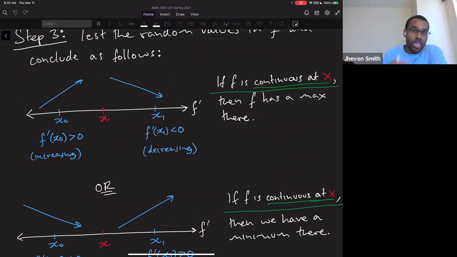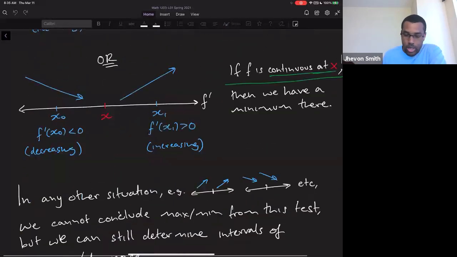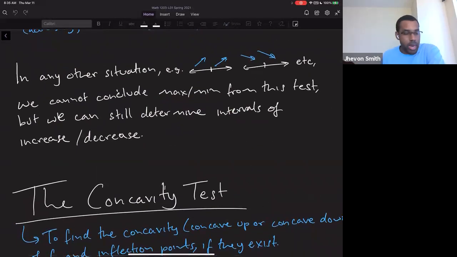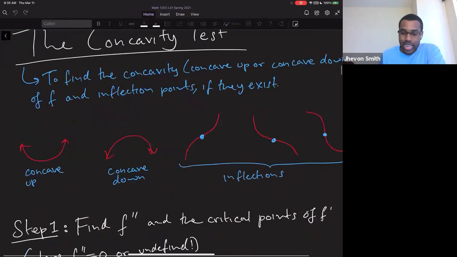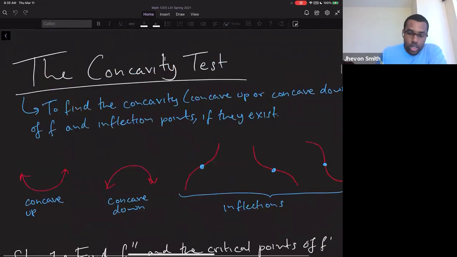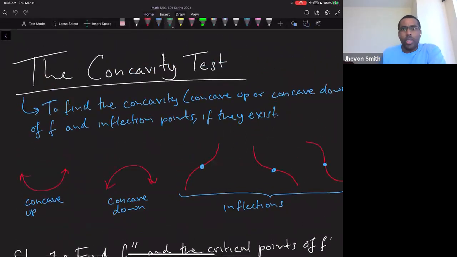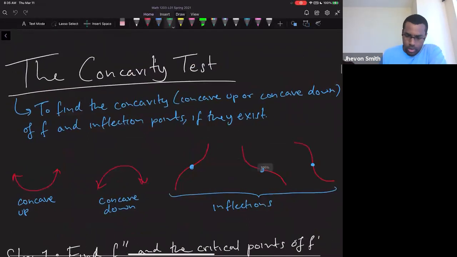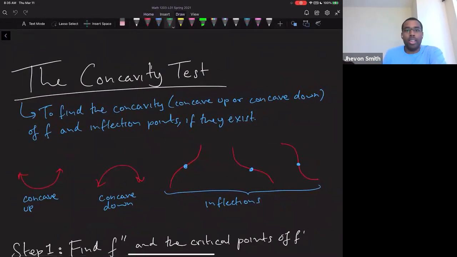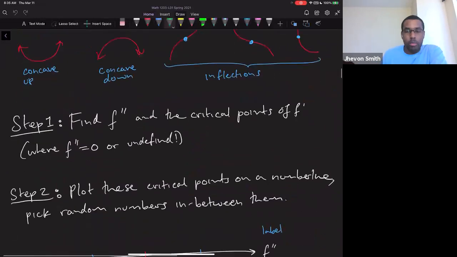If you happen to increase and then decrease, and you pass through a point where the function is continuous, it means you hit a maximum. If you happen to decrease and increase, and you pass through a point where the function is continuous, it means you are a minimum, right? Otherwise, you can't really conclude max or min from this test, but you can generally conclude where you're increasing and decreasing. We also looked at the concavity test. This is a test that tells you about inflections, concave up and concave down, which is important in its own right.